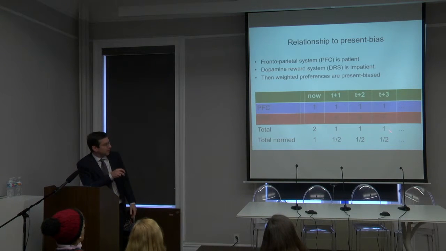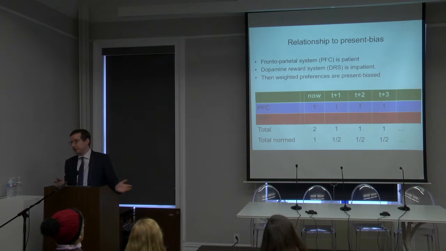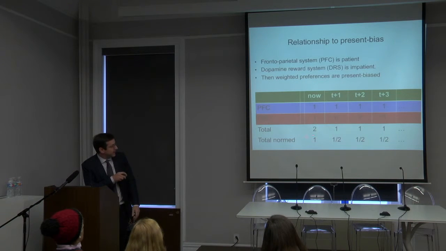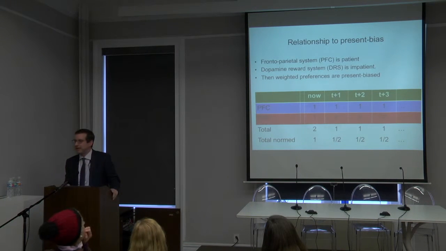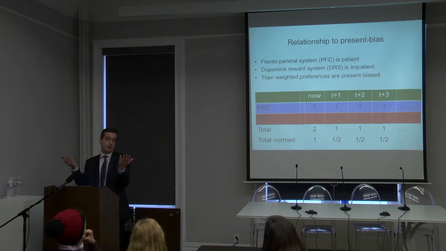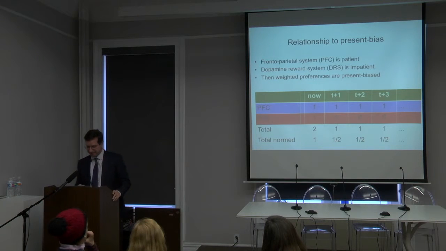Well, 2, 1, 1, 1, out to infinity. Let's just norm that because it doesn't really matter where we start. If we normalize that and make the first period 1, we have 1, 1/2, 1/2, 1/2, which is another kind of illustration of this present bias coming from two systems with different preferences co-joining to drive your decision making.